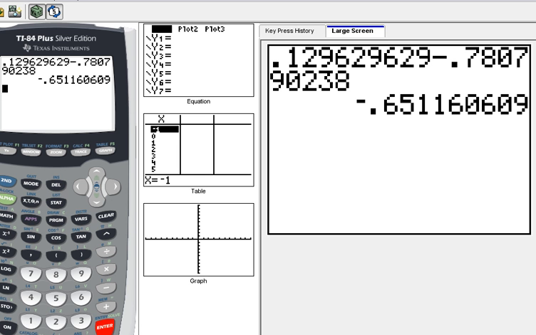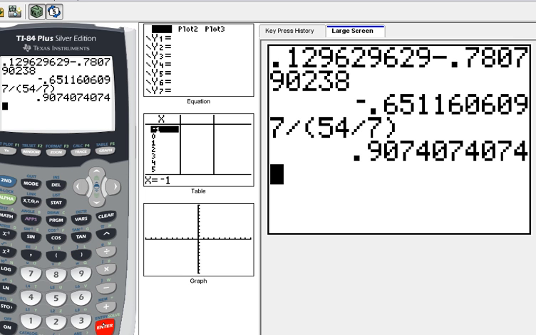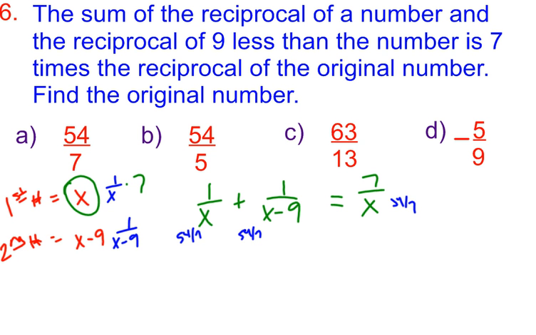Now we're going to punch in and say, is that the same as 7 divided by 54/7? So 7 divided by parenthesis 54 divided by 7. Are these the same decimals? They are not. So after all that work, I am just finding that A is not my answer. You go ahead and try B and then C and then D on your calculator, and unpause the video and see if you get the same answer as me. When you go through them all, the only one that checks is B.